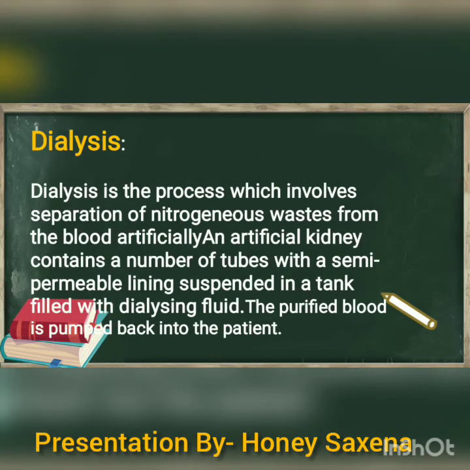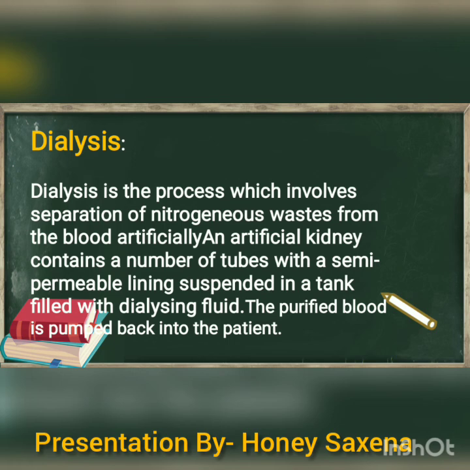Now we will see what is dialysis. See, dialysis is the process through which separation of nitrogenous waste from blood takes place by an artificial way. See, sometimes it happens that a few people's kidneys do not work properly. In that case, the dialysis process is used. Like the kidney works in our body and filters toxic material from the blood, similarly, through dialysis, blood is purified.